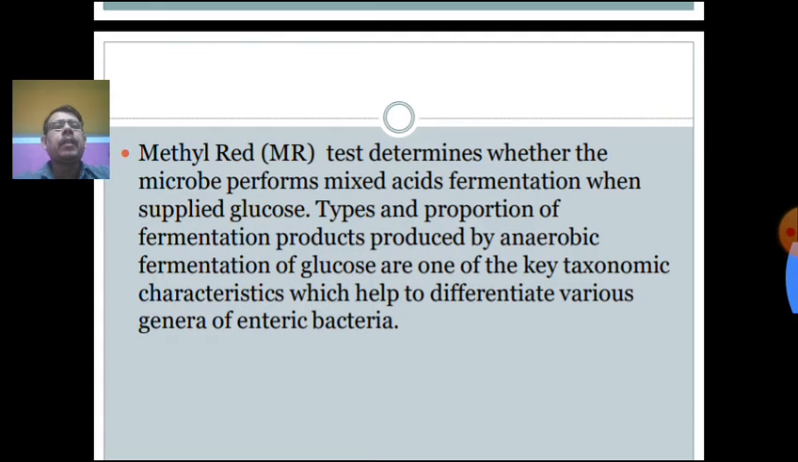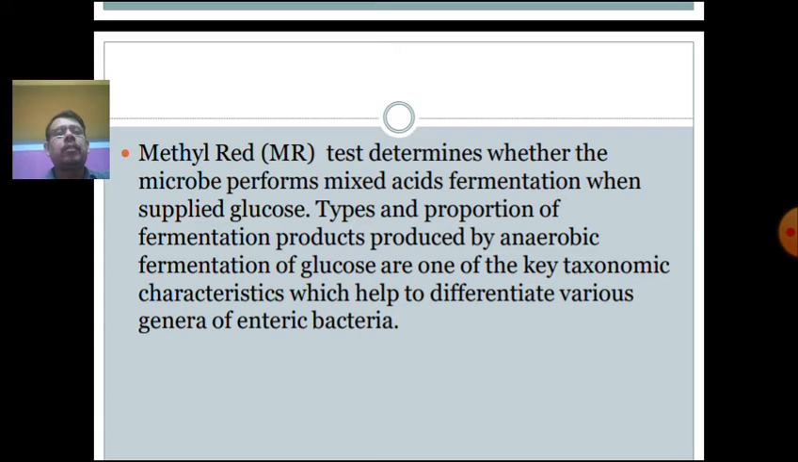The methyl red test determines whether microbes perform mixed acid fermentation when supplied with glucose. The type and production of fermentation products produced by the anaerobic fermentation of glucose are key taxonomic characteristics which help differentiate various genera of enterobacteria. In the methyl red test, the type and production of fermentation products are produced by anaerobic fermentation of glucose.